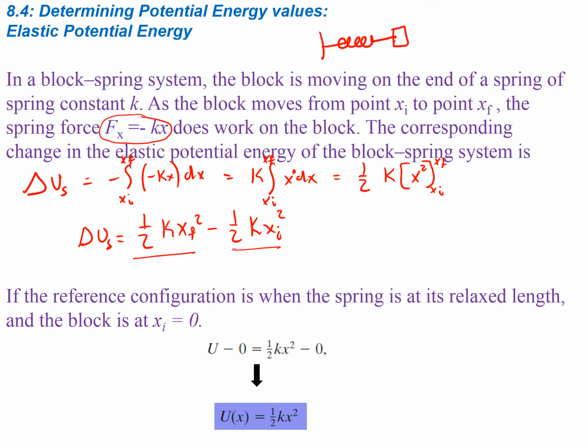All right, so in the reference configuration in which the spring is at a relaxed length and the block is at x_i, which is equal to 0, right? So if this value here is just 0, then our potential energy due to a spring is going to be given by 1/2 kx squared, where x here is going to be the displacement away from whatever that center point is.